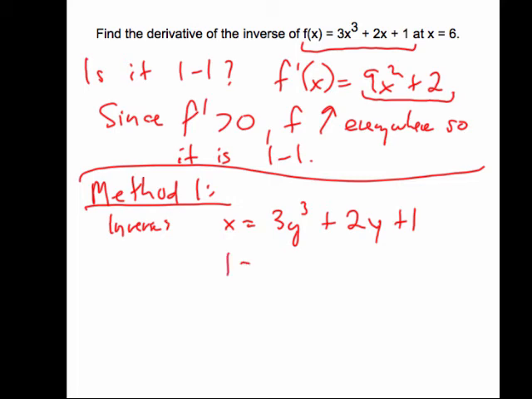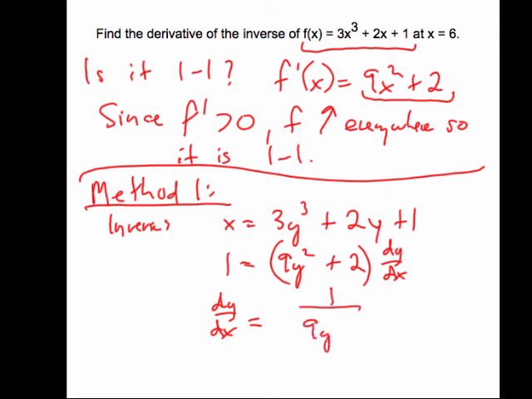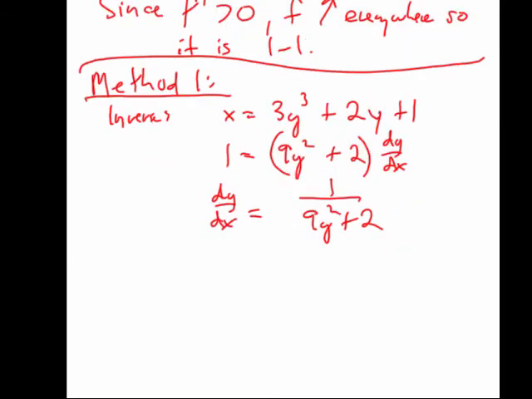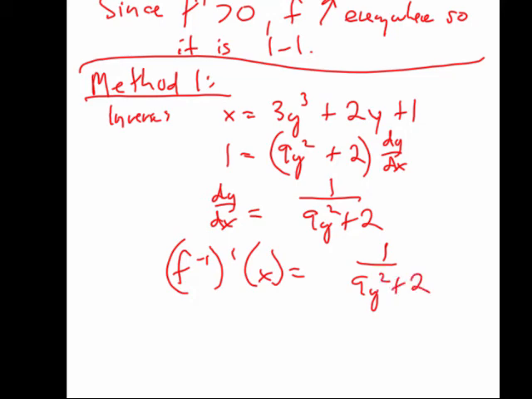So 1 equals 9y squared dy dx plus 2 dy dx plus 0. Now I'm just going to factor out my dy dx's as so, and then I'll isolate dy dx. The derivative of my inverse is 1 over 9y squared plus 2. So the derivative of the inverse, another way to write it, is like so.